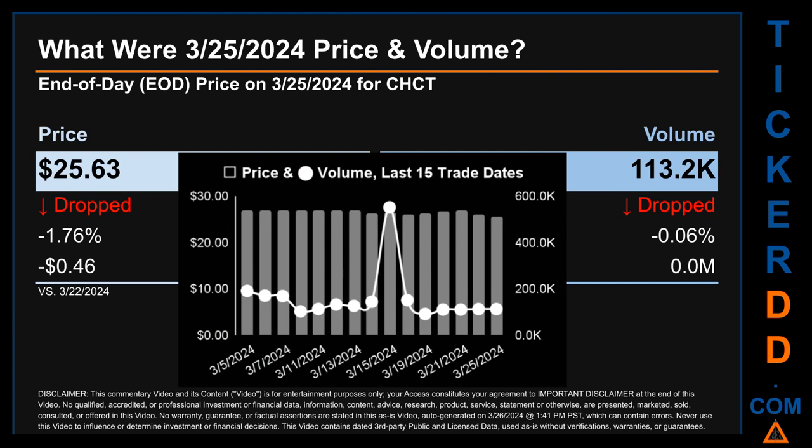Across a range of $1.43, the max and minimum end-of-day price were respectively 27.06 and 25.63. Volume saw a range of 460.1 thousand, from a day low of 92.1 thousand to a day high of 552.2 thousand.